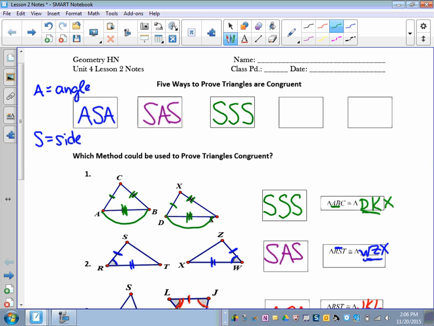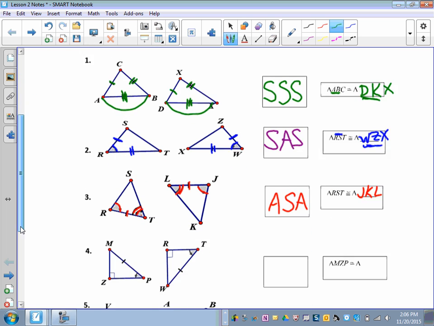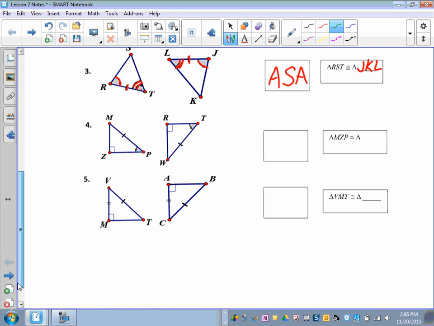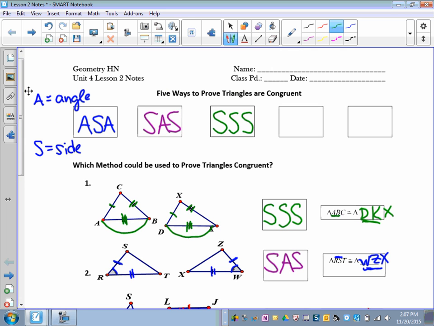Now, I'm going to do the last two together. Taking a look at what we have down here, do you have an idea as to what one of them might be? We see we do have 2 angles and a side. And down here, we actually have an angle and 2 sides. But I'm going to tell you why that one doesn't work. So number 4, we have angle, angle, side. That is another way. Angle, angle, side.